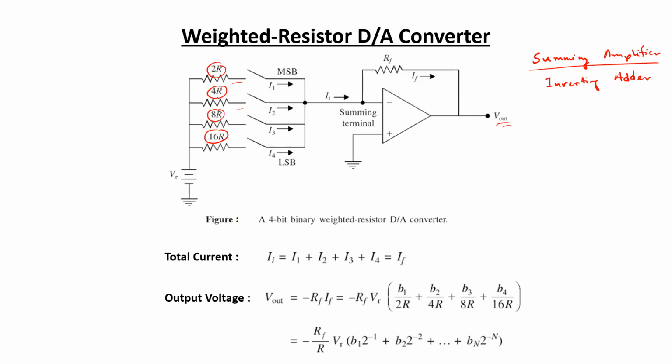So they are increasing proportionally from one branch to another. And this is an example of a 4-bit binary weighted resistor digital to analog converter. Each branch is actually representing one particular bit of the digital signal. The first branch here, as you can see, is denoted as the MSB, and the last branch here is denoted as the LSB.